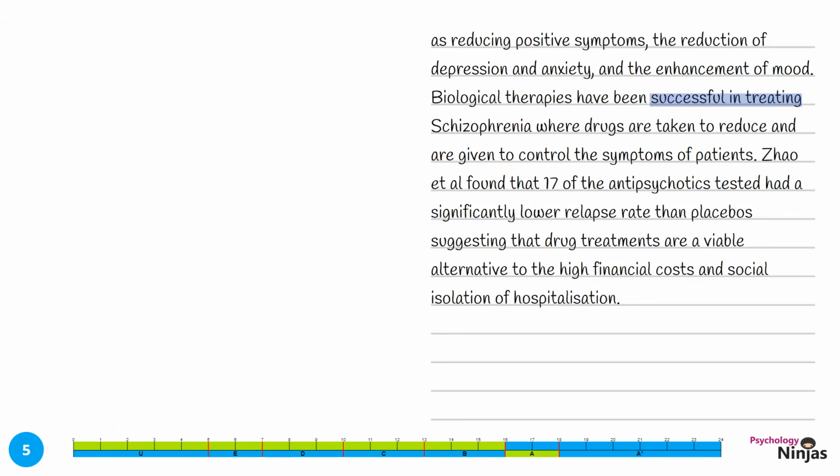Zhao et al. found that 17 of the antipsychotics tested had a significantly lower relapse rate than placebos, suggesting that drug treatments are a viable alternative to the high financial costs and social isolation of hospitalisation. Our explanation on effectiveness has focused on Zhao et al.'s research. However, you can use lots of other different pieces of research. You want to focus on a lower relapse rate, so fewer people getting schizophrenia again, and comparing that to placebos where no actual drug was given.